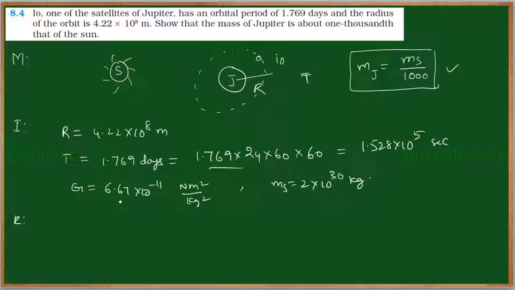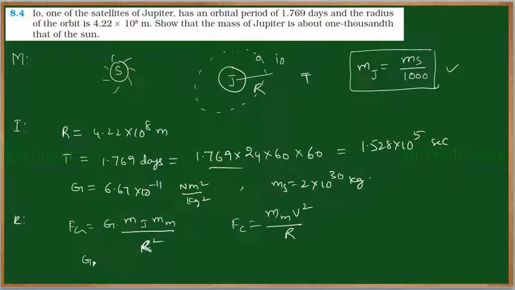Now consider the first equation of gravitation, that is the gravitational force between two celestial bodies, Fg is equal to G Mj Mm divided by r². Mj is the mass of Jupiter, Mm is the mass of the moon, and r is the orbital radius of that moon around Jupiter, which causes a centripetal force on the moon to revolve around Jupiter. That centripetal force Fc is equal to Mm v² by r, where v is the velocity of the moon around Jupiter. The gravitational force provides the centripetal force, so these two are equal.